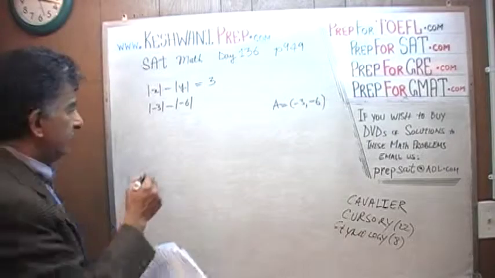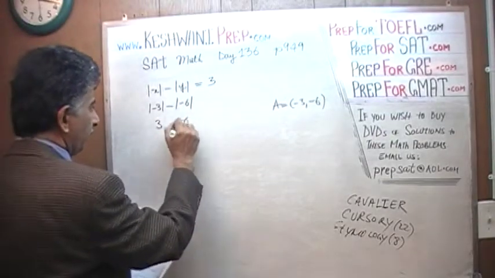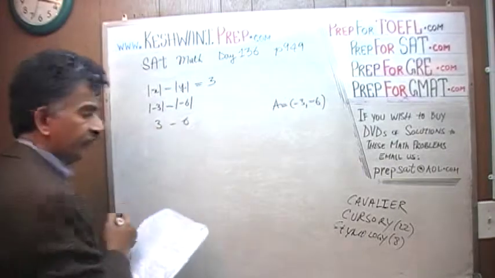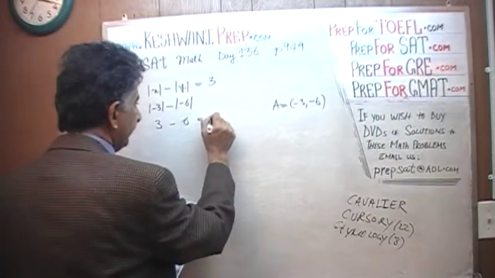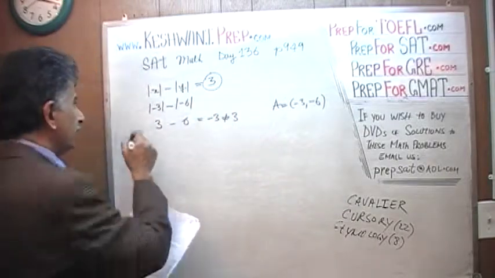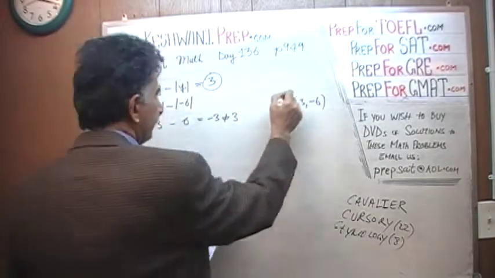The absolute value of negative 3 is 3, and the absolute value of negative 6 is positive 6. That's what absolute value means. Now when you take their difference, it comes out to be negative 3. It does not equal 3. We are told that it equals positive 3. Don't make a mistake. The answer is not A.